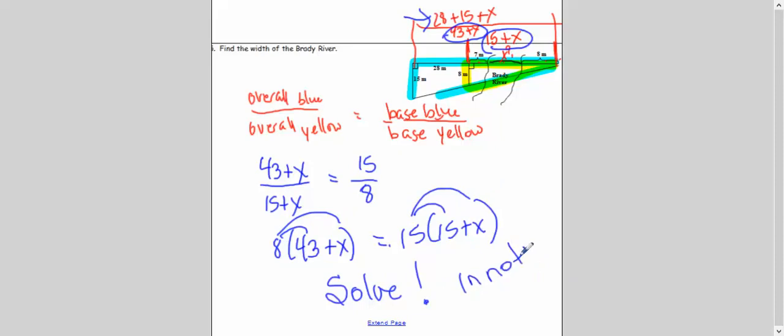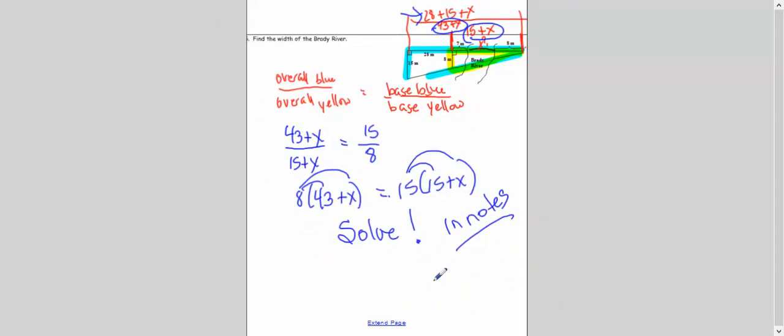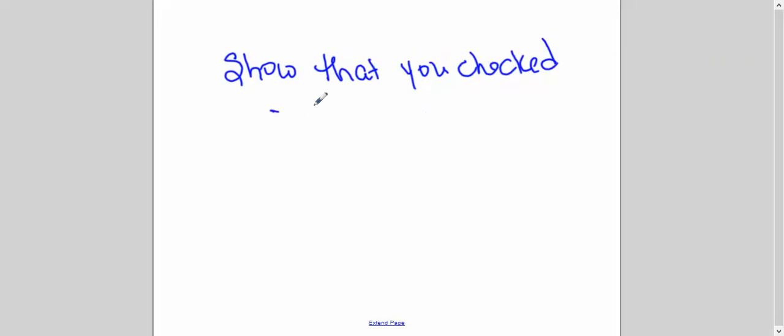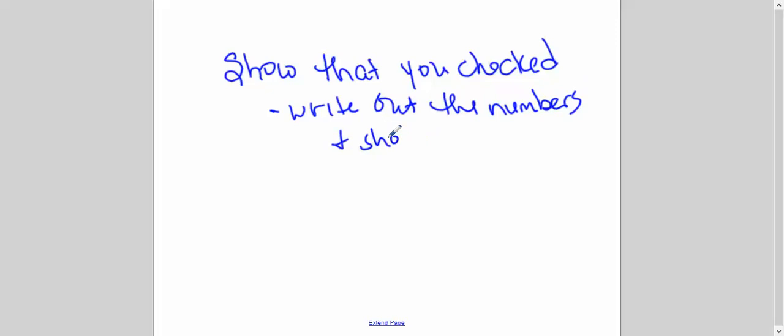All right? So for your homework quiz tomorrow, or next class, you are going to have two things. You're going to have to show that you checked the one I asked you to check. So that means on your quiz, you're going to have to write out the numbers and then show what you got on your calculator. Okay? So you're going to have to go back and do that one if you didn't. And then you're going to have to do this last one.